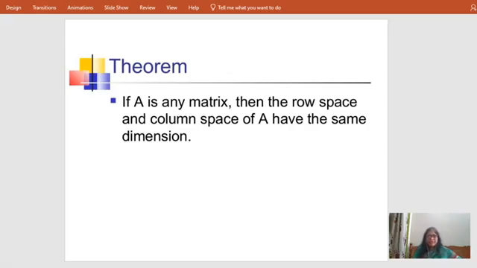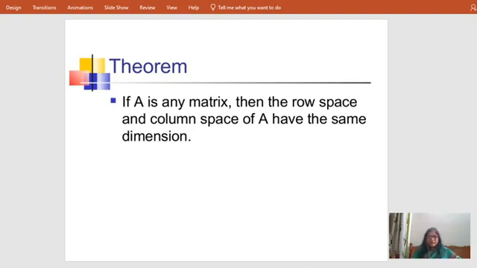Once again, let us look into the statement. If A is any matrix, then the row space and column space of A. Already in the last video, we have discussed the row space, column space and their basis for any matrix. Now, in this theorem, there is one new terminology, that is dimension. Dimension is nothing but the number of elements in any basis.